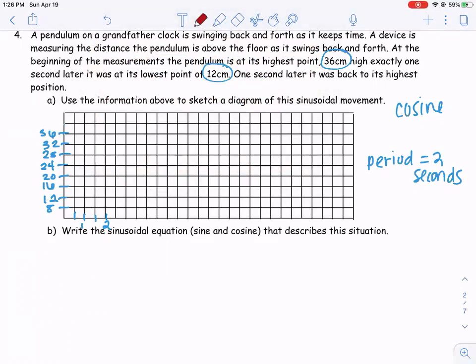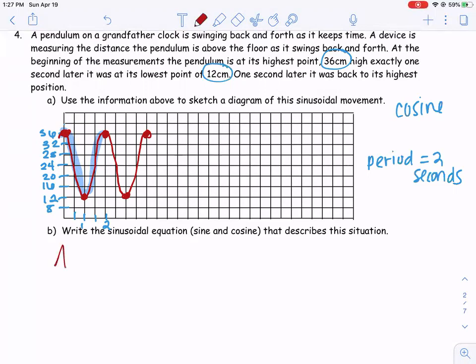Beginning of the measurements, we're at the highest point. So it doesn't say at any certain time. So that means at 0 seconds, we're at the highest point. 1 second later, we are at the lowest point, which is 12. And then 1 second later, we're back at the highest point, which is 36. Okay, so every second, we're back to the max or the next max or the next min. Okay, so that's what it will keep repeating. 1 full cycle is just this first part here. And it'll be positive cosine because it starts at the max.